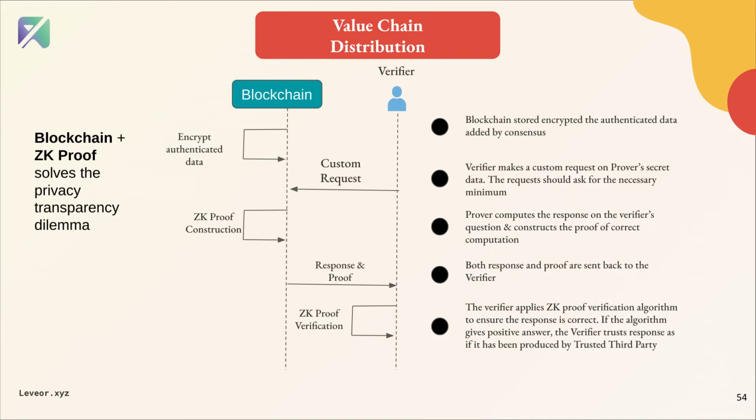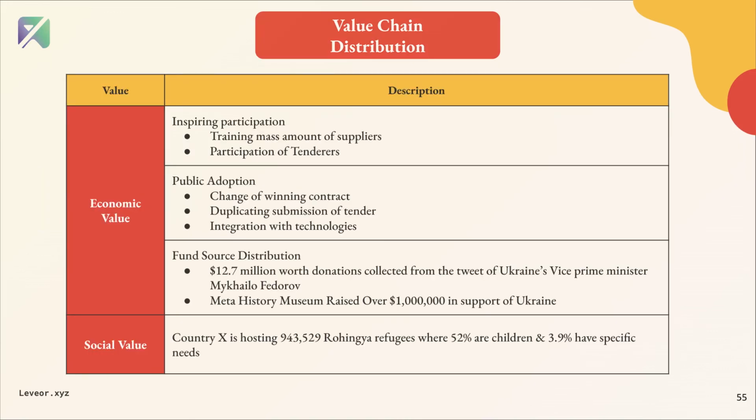We are using blockchain plus ZK-proof to solve the privacy-transparency dilemma. This diagram shows how ZK-proof construction and verification function. OpenGovt accrues both economic and social value. On the economic side, it inspires increased participation and ensures no barrier to entry, and on the social front, it promotes accountability as a social value, like Bangladesh hosting 950k Rohingya.